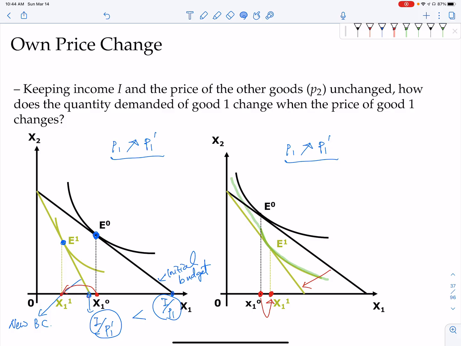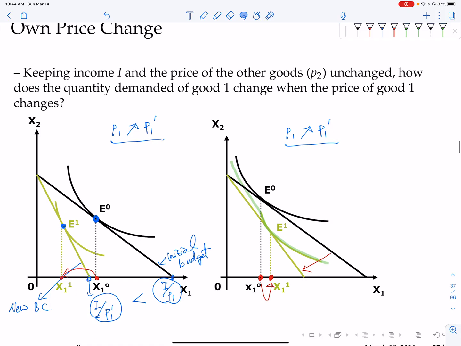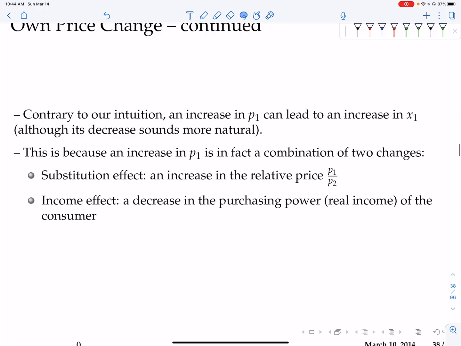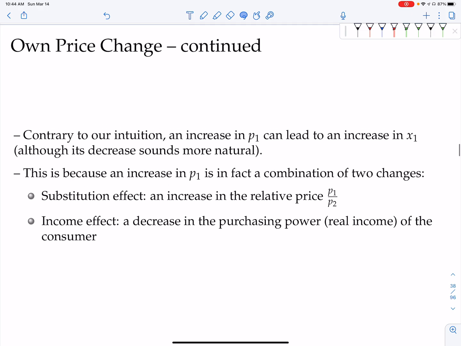So what's going on? How is this possible? That's a kind of puzzle we need to solve. Here, when P1 goes up, if you think about it, it can actually be decomposed into two effects. The first is the relative price change. In other words, the slope of the budget line changes.